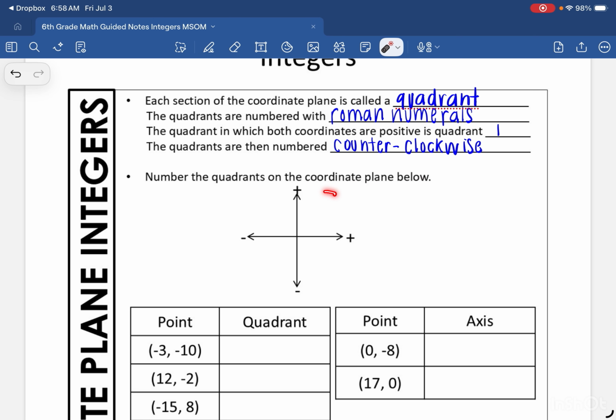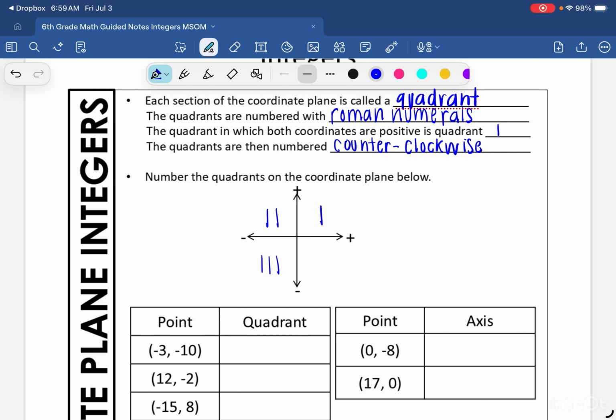So starting with the numbers that are both positive will be in this top right. That will be quadrant number 1. Then we are going to go counterclockwise, so this direction. So we have number 2, quadrant 3 here at the bottom, and then quadrant 4. And we label it with Roman numerals, 1, 2, 3, 4. If you want, you can use our numbers to write them in there just so it's a little bit more clear. 1, 2, 3, 4.